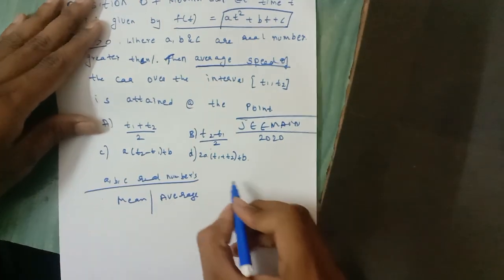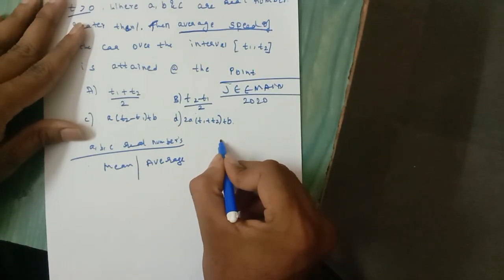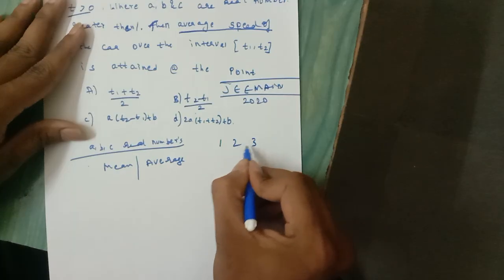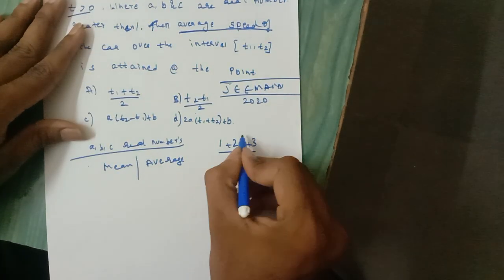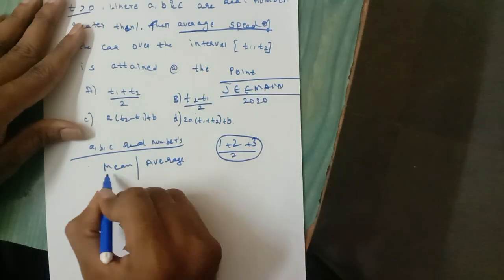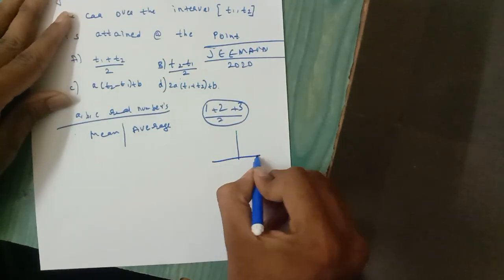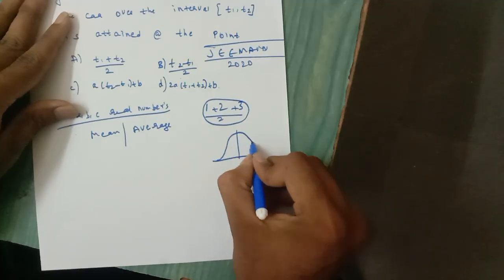The difference between average and mean is like if there are numbers given 1, 2, 3, and we divide by 2 after adding all these different numbers, it gives you the idea of average. But the mean value is here. If this is given, this is the graph.